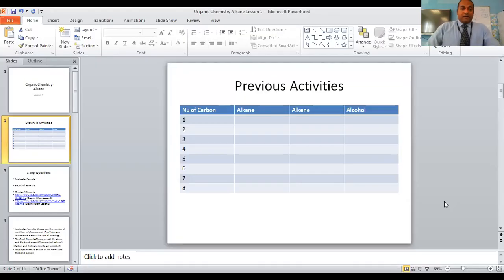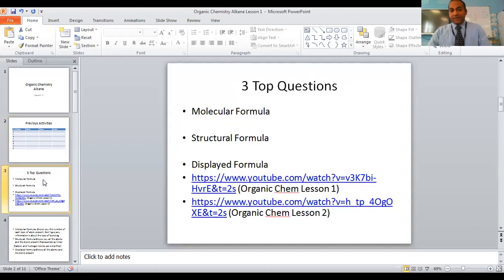Now, let us continue. So, another top 3 question that was given for you is about finding molecular formula, structural formula, and displayed formula. So I hope you were able to find out these, as I'm going to share the answer for you. For those who missed my first 2 lessons in organic chemistry, I have shared the link and I would like to show to you so that you would be able to watch this lesson as well.